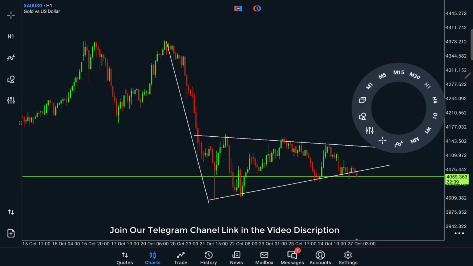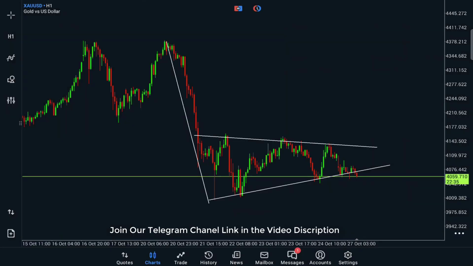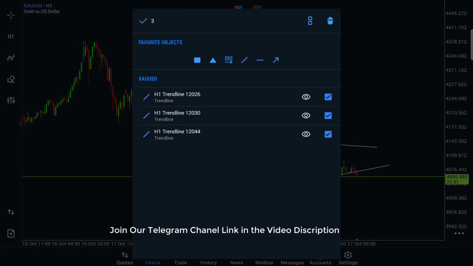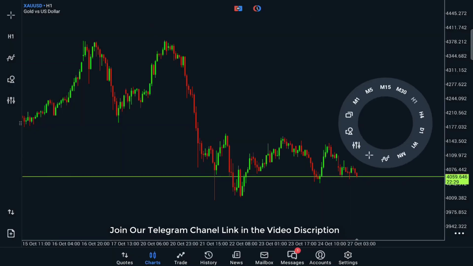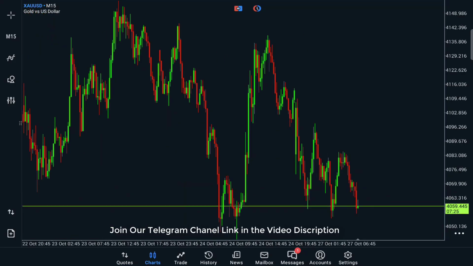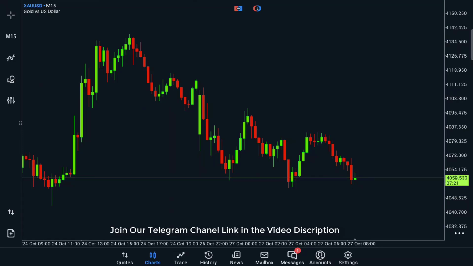If I want to remove all of the drawings and think about the scalpers, let's remove all of the drawings. Let's get back to the M15 time frame. As you can see, there is the same thing on the M15 time frame, and there is something that happened with our last sell entry.